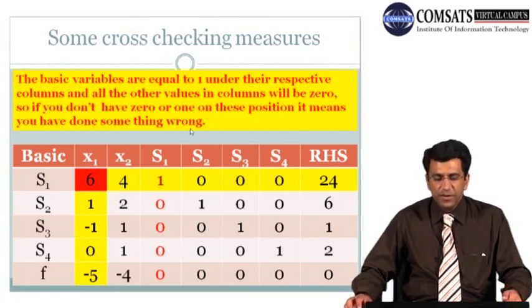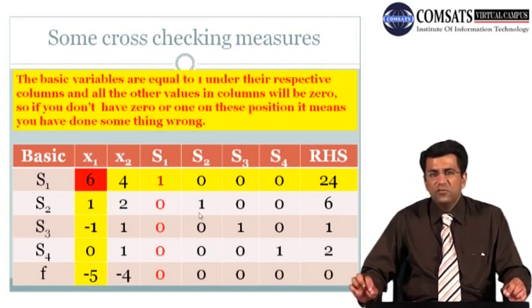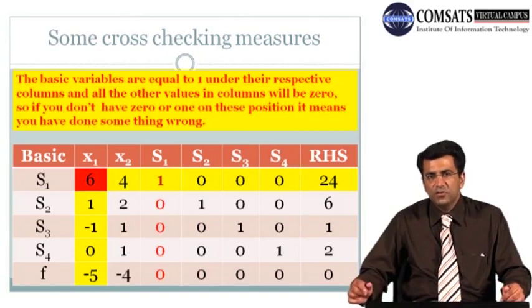So what is meant by this particular statement? If you see that s1 is our basic variable and the corresponding value of s1 is here 1, and all the other values under that s1 variable are equal to 0. So this is what is meant by this particular situation: if we compare these values here in this column and the corresponding values here in this row, then we will get one value as 1 and all the other corresponding values will be equal to 0. If we are not getting this sort of situation, it means you have calculated something wrong and you will have to recheck your problem.